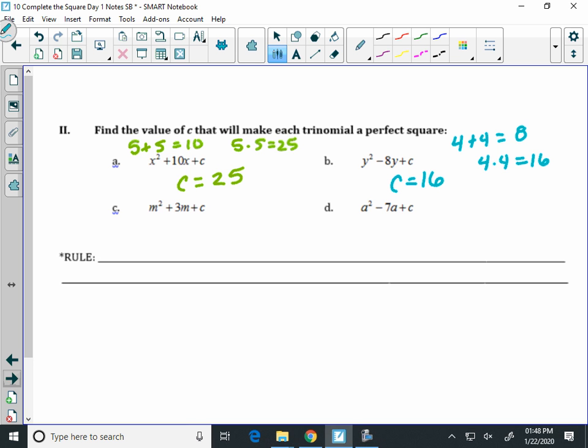So we're going to divide 3 by 2. When we divide 3 by 2, we don't get a whole number, so we leave it at 3 over 2. 3 halves plus 3 halves gives us 3. So we're going to multiply that together to get our C. We're going to do 3 halves times 3 halves. When we multiply fractions, we just multiply the tops. 3 times 3 gives us what? And 2 times 2 gives us 4. So C would need to be 9/4 in order for that to be a perfect square trinomial.